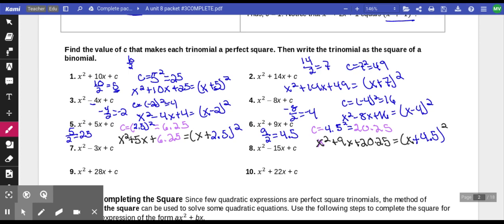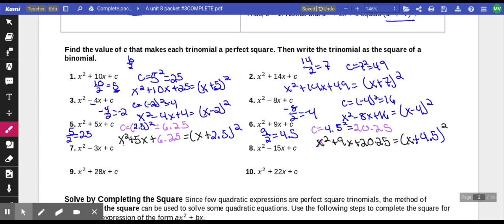5 and 6 I color-coded so you could see what I'm doing. I did 5 divided by 2, which gave me 2.5. C then is 2.5 squared, which is 6.25. So my equation is x squared plus 5x plus 6.25, which is the c. And that equals x plus 2.5, which is what I got when I divided my b by 2, squared. 6, c is 20.25. That factored gives me x plus 4.5 squared.